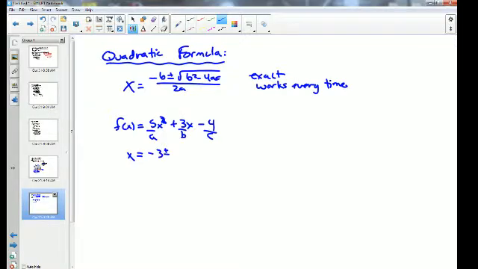Okay, the B term is 3, right? Plus or minus 3 squared minus 4 times A times C, all over 2A. It's the quadratic formula. It's all over 2A. Okay, all that's over 2A. Here's where people usually mess up.